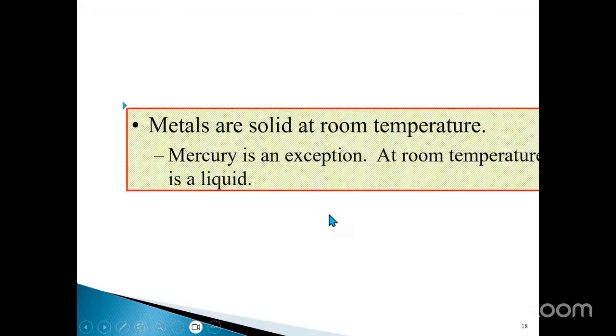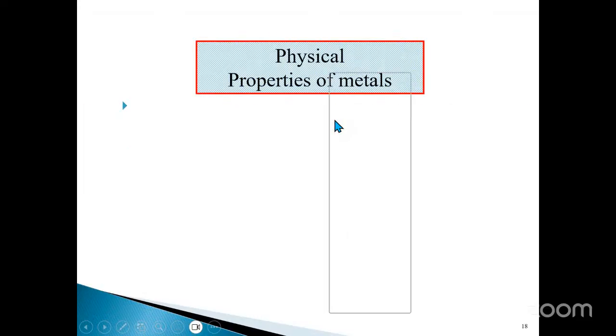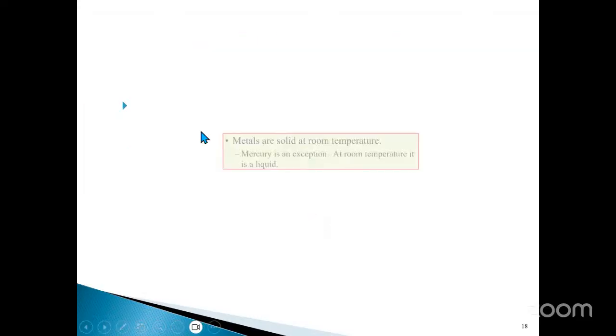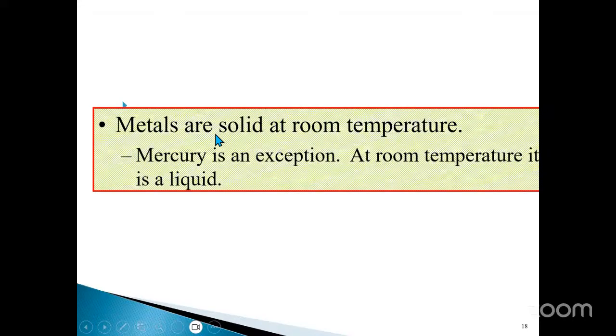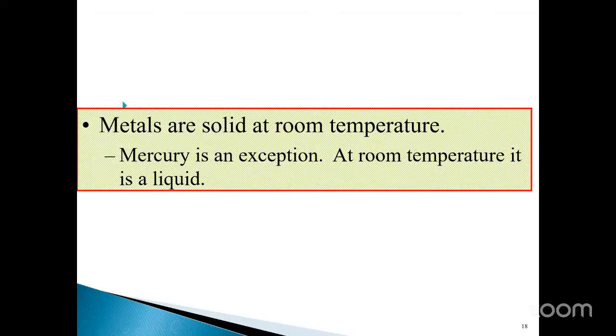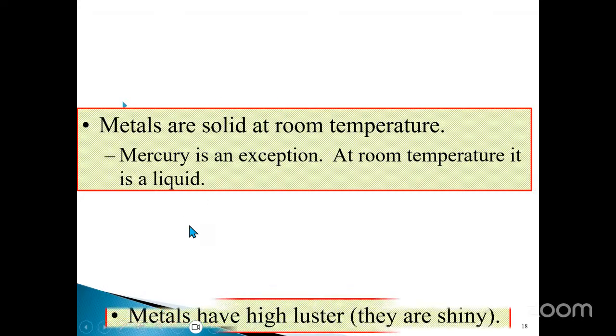These are the characteristics, or the physical properties, of metals. Metals, for the most part, are solid at room temperature. In fact, there's only one exception, I should say, of a metal that is not a solid, and that is mercury. Mercury is the only metal that exists as a liquid under normal room temperature conditions. But every other metal exists as a solid.